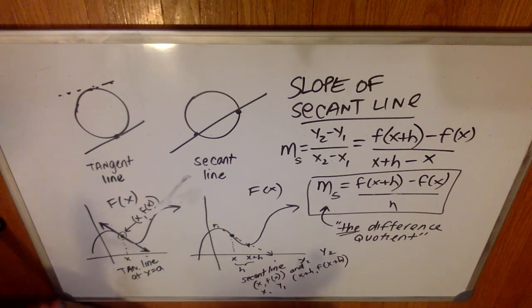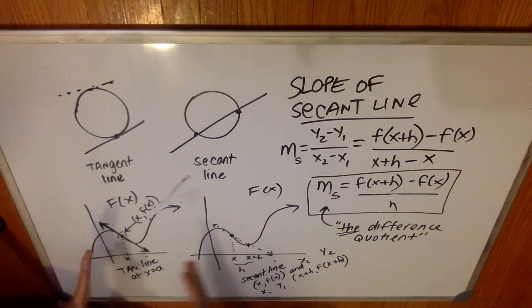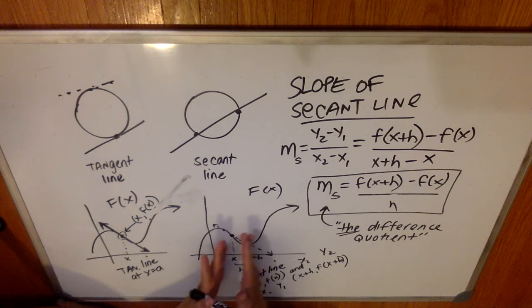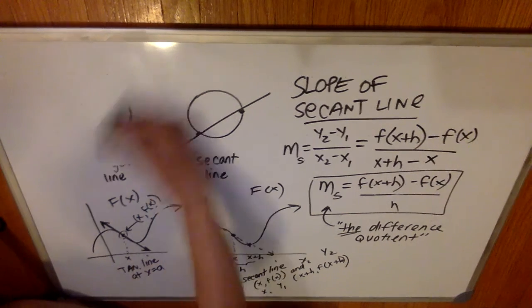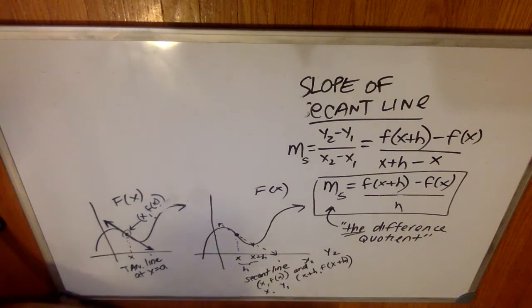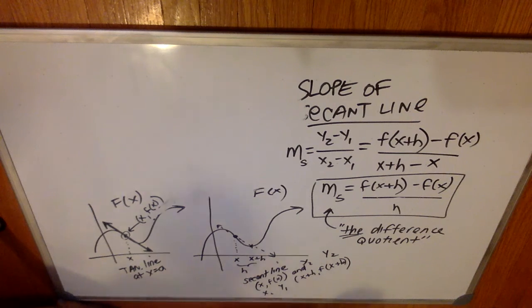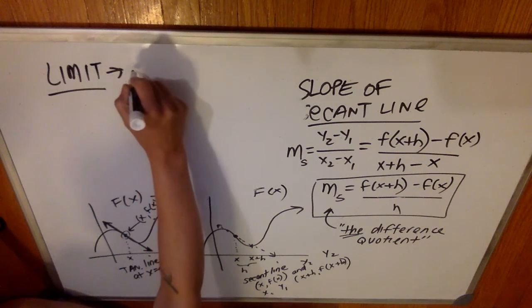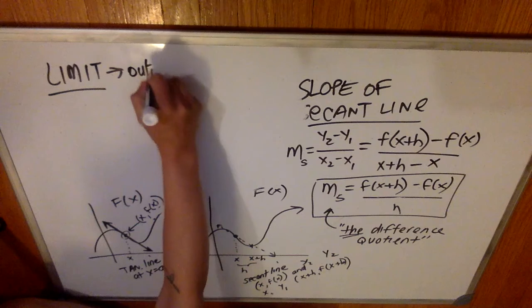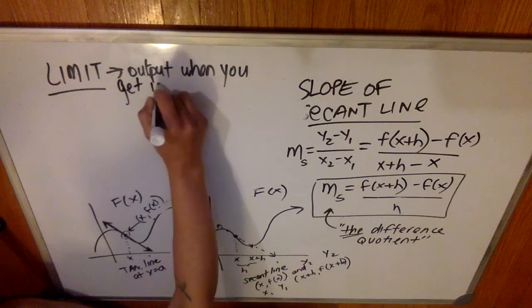So essentially, what we want to do in calculus to find the slope of the tangent line is we want to move these two points closer and closer and closer together until they are essentially the same point. Well, there's a way that we can do that in calculus, and it's called the limit process. A limit is the idea of approaching a number, getting really, really close to a number, but not actually reaching it, right? So a limit is the output when you get infinitely close.